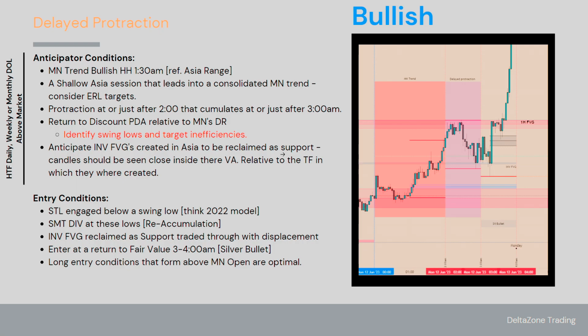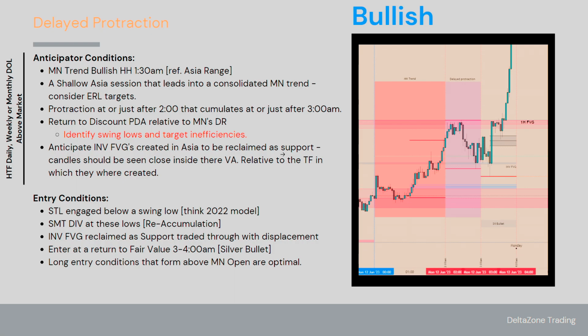Ideally in this profile, a protraction precedes a bullish midnight trend so that the retracement targets internal range liquidity represented by the normal discount PD array matrix. We should anticipate this protraction at or just after 2 a.m. It accumulates at or just after 3 a.m.